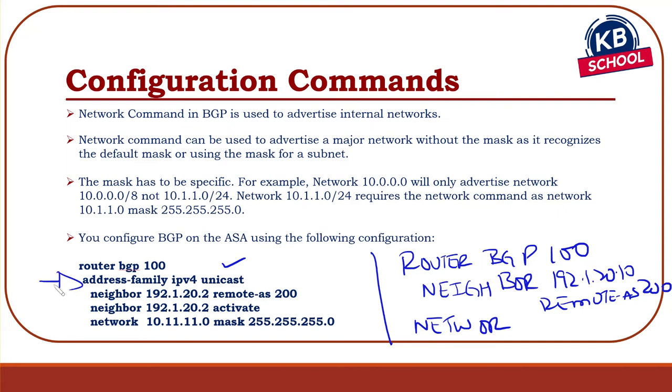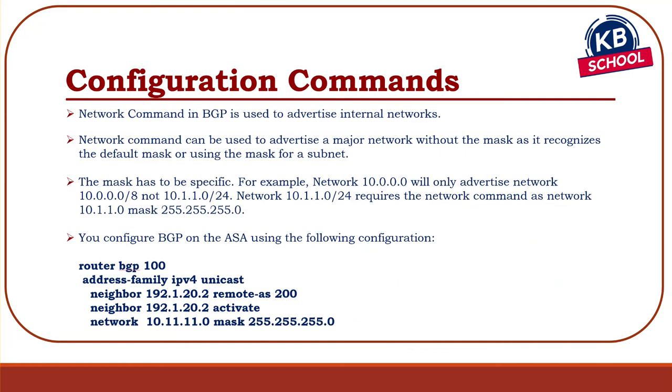But on the ASA, not only do I need to go into my address family IPv4 unicast, because I do have an IPv6 version of BGP that I can also run, but besides that, I need to activate the neighbor for it. So I would need to do remote-as and activate before I do the network statement. So there are subtle differences in the way you run BGP on the ASA firewall, some things that you do need to take care of.